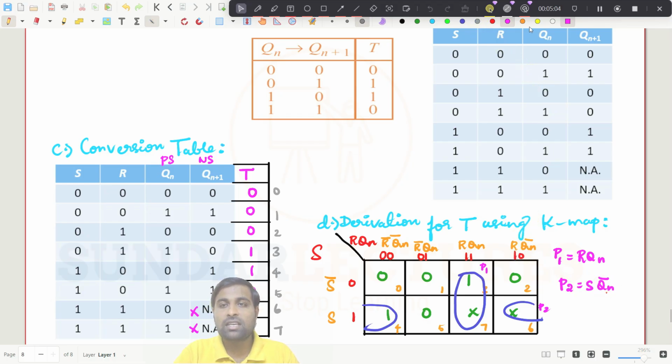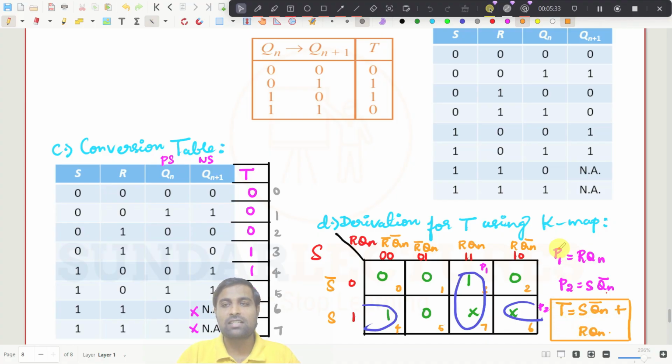So what is the T input we are getting here? So I will write here itself. T should be equal to SQN bar plus RQN. So this is the T input. For the T we need to give this input with the combination of S and R, right? So that is the idea. That is what we are expecting. So we have just derived the expression. So what is the next step?